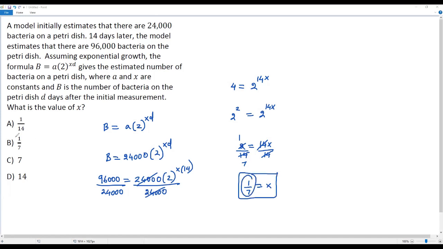I find this 1 over 7 in answer choice B. The correct answer choice for this question is B.